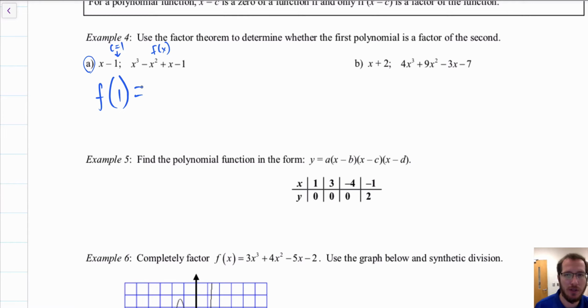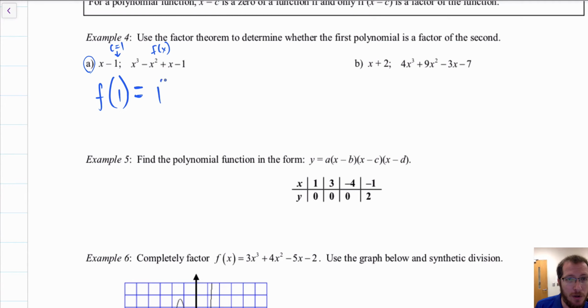Now we could do long division, or we could do synthetic division, and that would be totally fine. We could get the same thing. But when we get into the higher order polynomials, or ones that have just a lot of terms or big coefficients, this is just a quicker way to test to see if a certain c value is a 0.